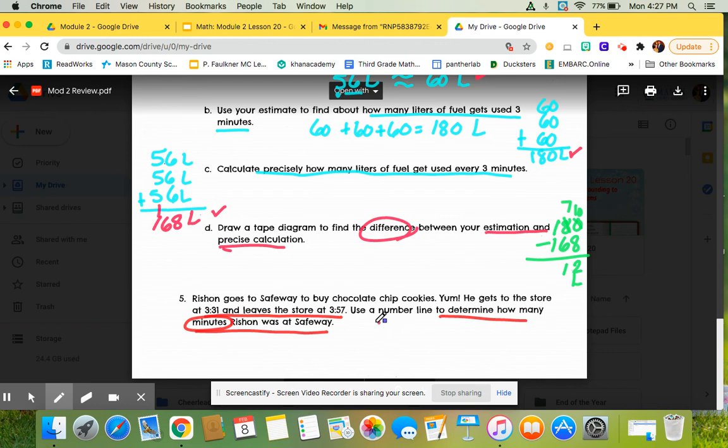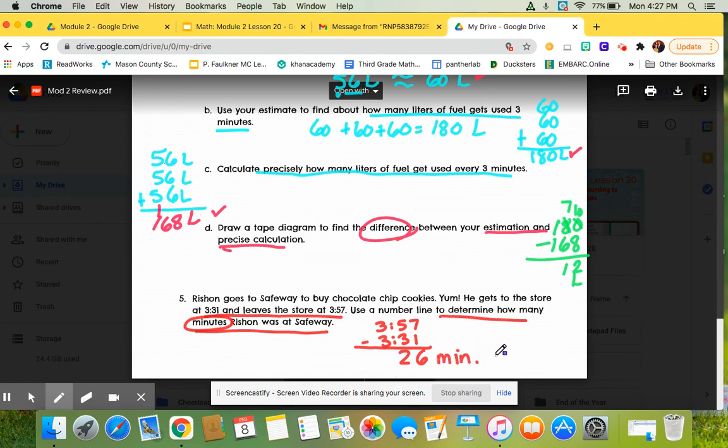Many of you now have learned so far that we can just subtract our time. So we have 5:37 subtract 3:31. So 7 minus 1 is 6, and 3 minus 3 is 0, and 5 minus 3 is 2. So we have 26 minutes.